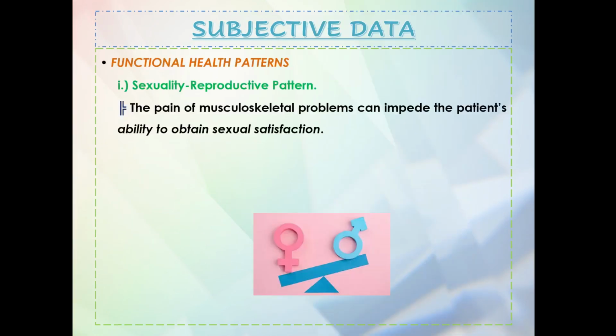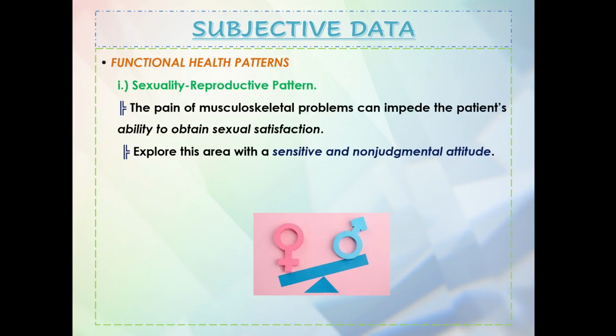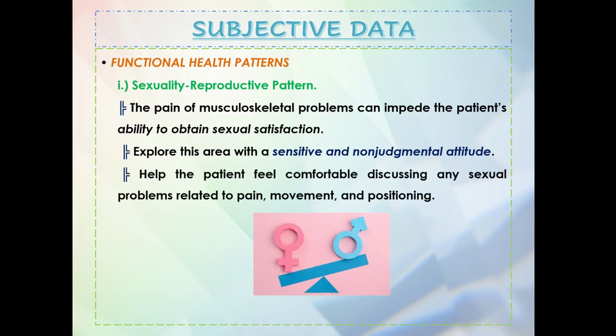And then sexuality, reproductive patterns. So the pain of musculoskeletal problems can impede the patient's ability to obtain sexual satisfaction. So that could be a problem in terms of the sexuality or reproductive pattern of the patient. Okay, so you have to explore this area with a sensitive and non-judgmental attitude. So this is a sensitive topic, so you have to be careful in talking about this to your patient. And then help the patient feel comfortable discussing any sexual problems related to pain, movement, and positioning.